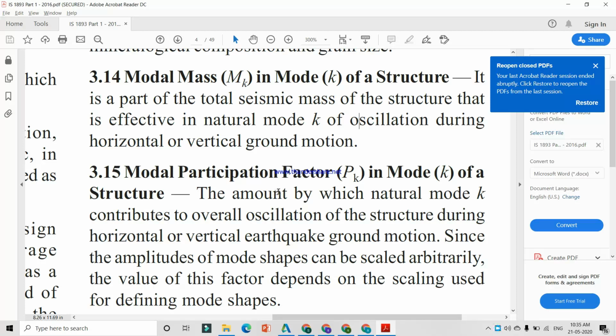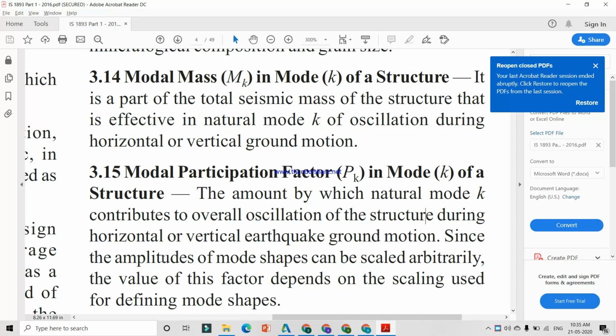Modal participation factor means the amount by which mode K contributes to the overall vibration of the structure. That means the overall oscillation of the structure during horizontal and vertical earthquake ground motion. That means the structure is oscillated due to the horizontal or vertical earthquake ground motion.